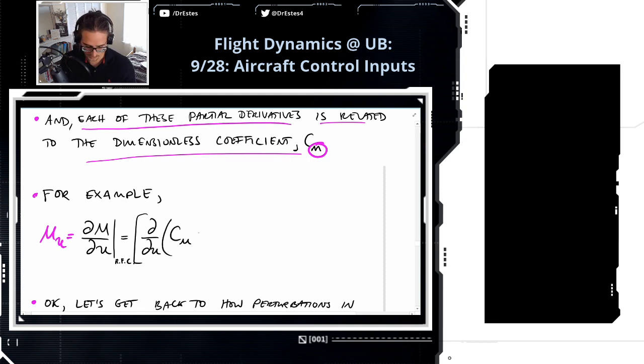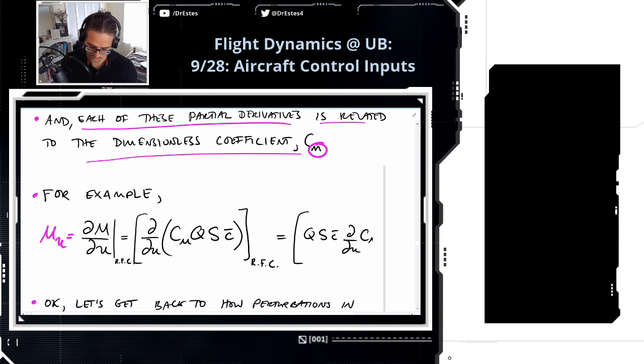So now I'm writing this in terms of that coefficient from earlier. So this is just the definition from earlier. And we have to evaluate this at the reference flight condition. And we could simplify this a little bit. We'll pull these terms out. And then we'll have d/du of that coefficient evaluated at the reference flight condition.